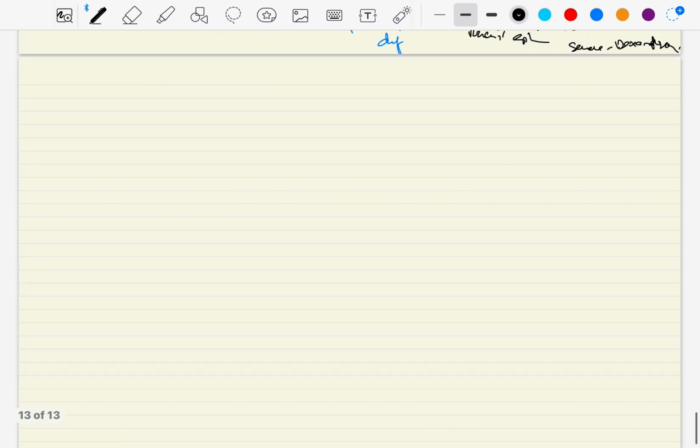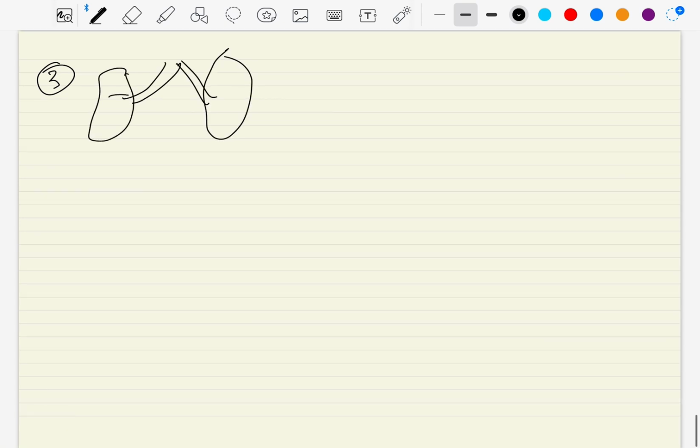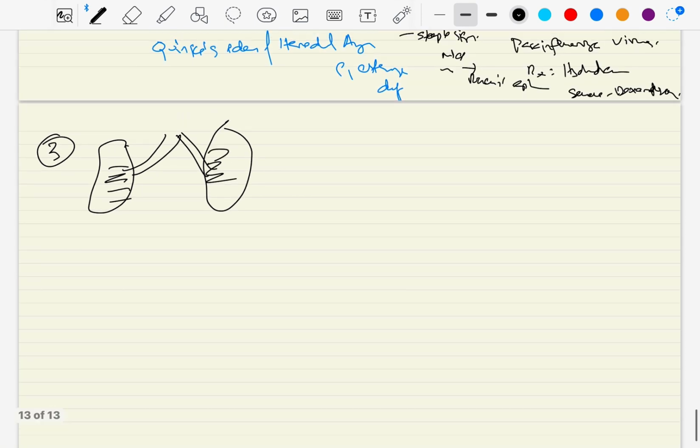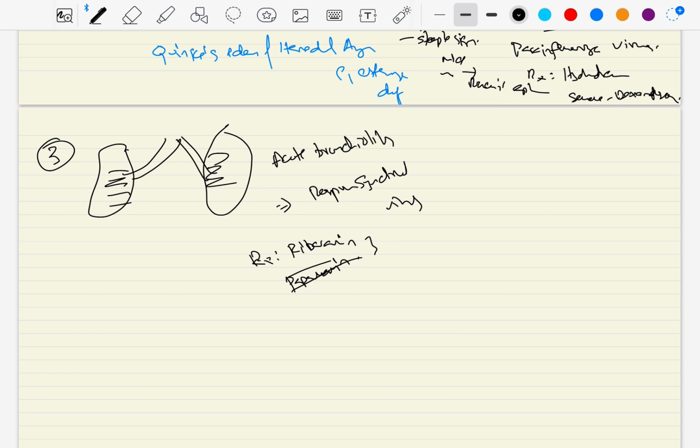Okay. Then the third disease is where there will be increased bronchoalveolar markings. It will be seen in acute bronchiolitis caused by respiratory syncytial virus. Treatment is ribavirin, but another drug is new in the market, palivizumab something.